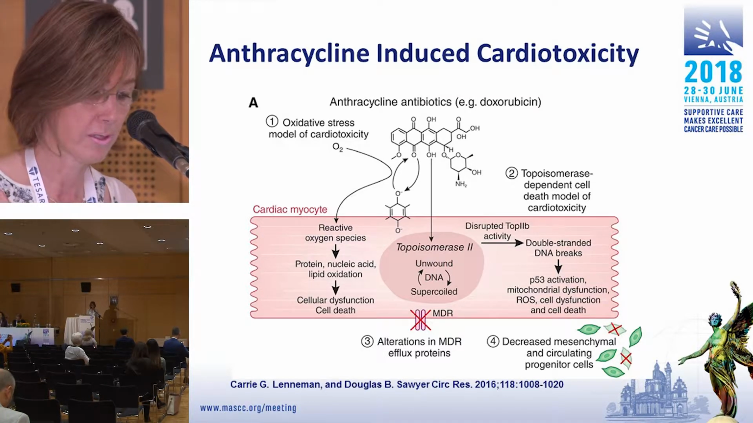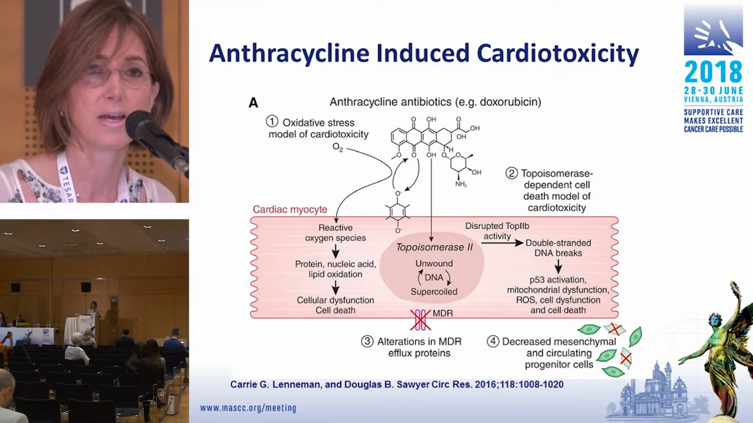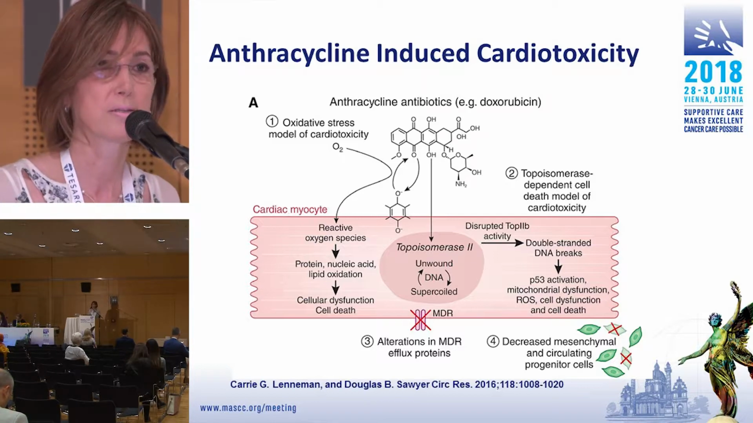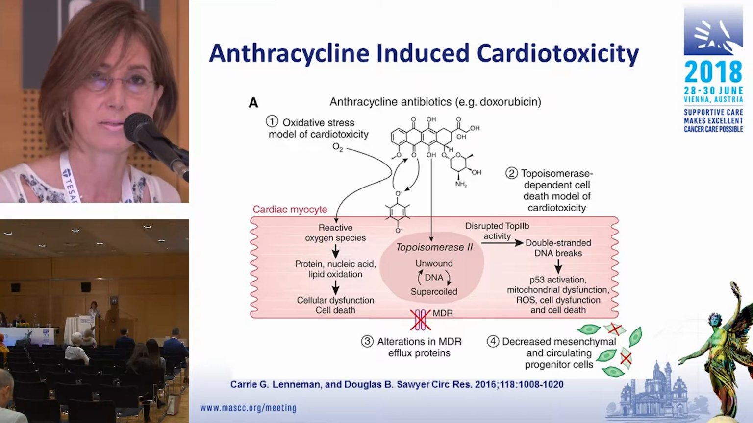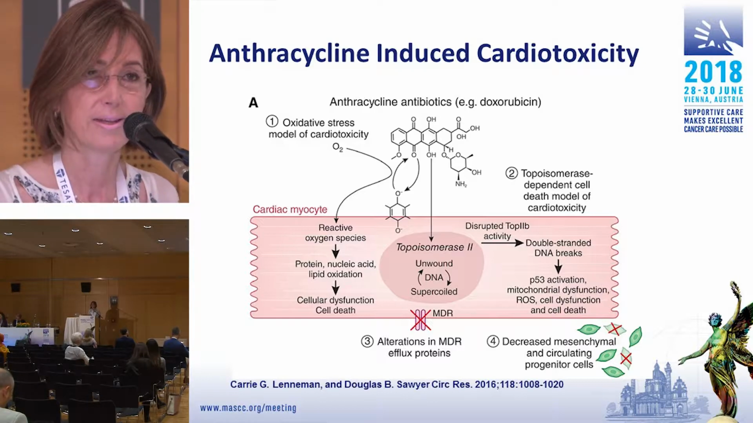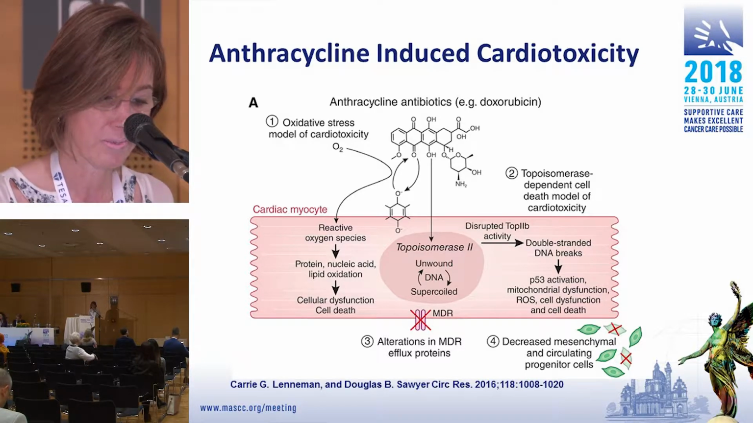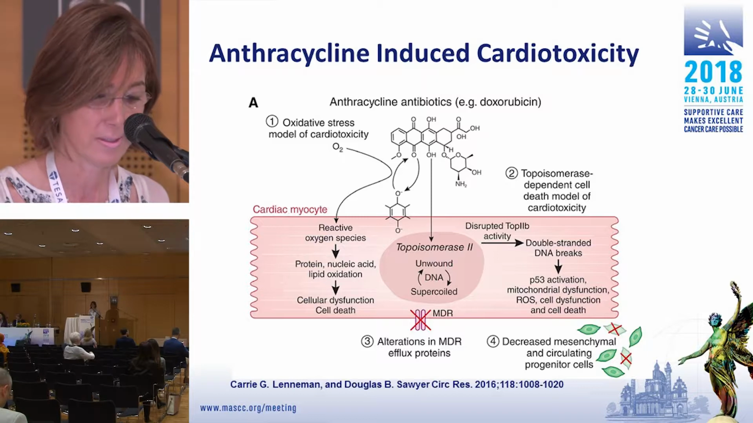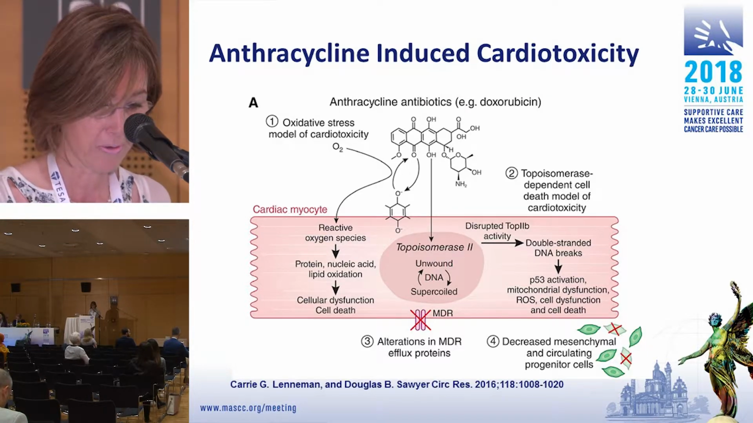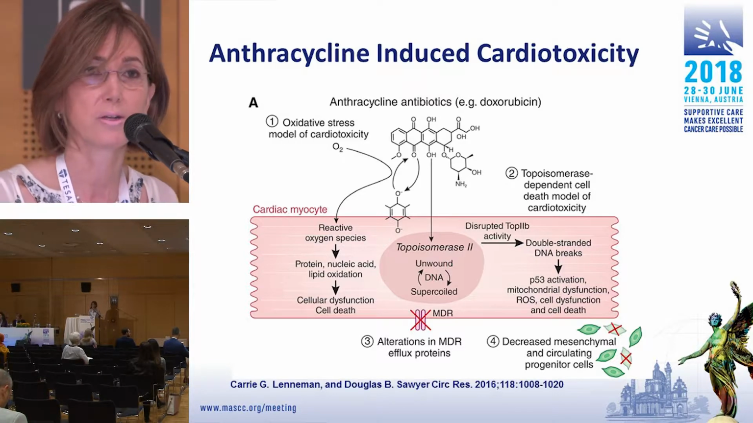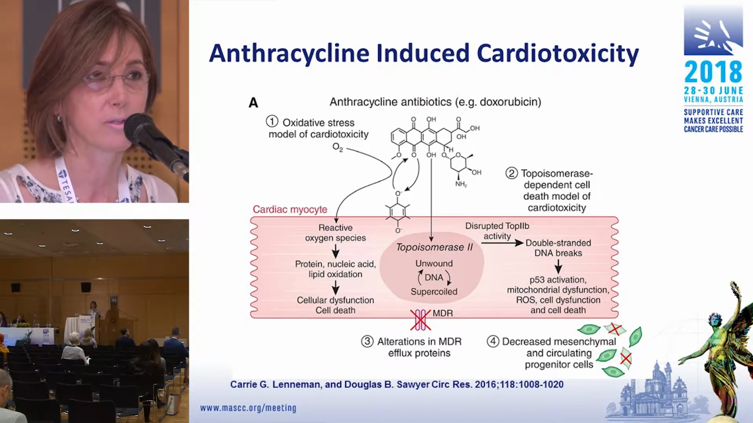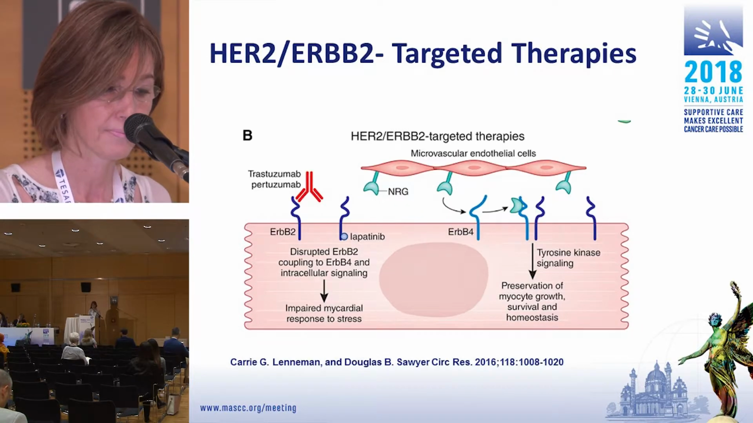Interestingly, there's also alterations in the MDR. This is the ABC cassette of proteins that extrude the anthracyclines out of the myocardial cells, and that can increase the levels of these medications and therefore increasing their toxicity. And lastly, and very importantly, there may be a decrease in the mesenchymal and circulating progenitor cells that lead to a decreased regenerative potential of the myocardium.